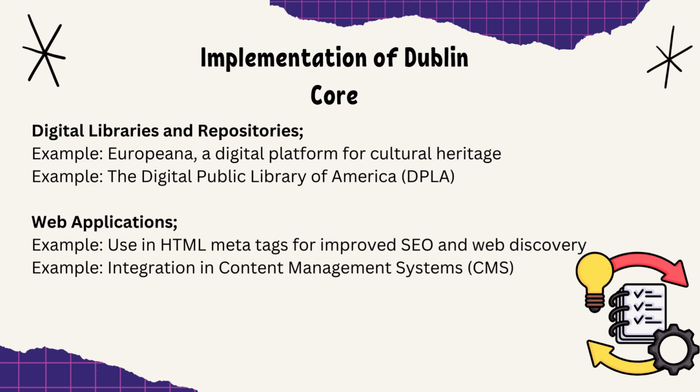The Digital Public Library of America, or DPLA, aggregates metadata from numerous U.S. libraries, archives, and museums. By using Dublin Core as a foundational scheme, the DPLA ensures interoperability amongst diverse data resources, providing a unified access point to millions of digital objects. This fosters research, education, and cultural enrichment.